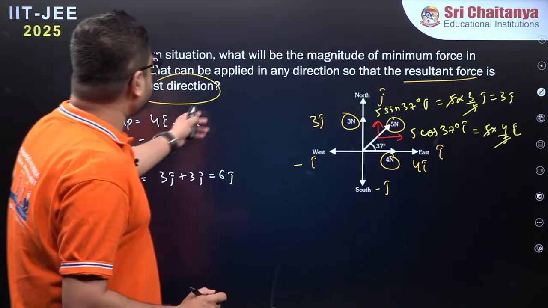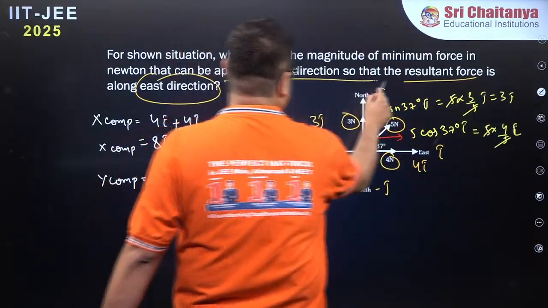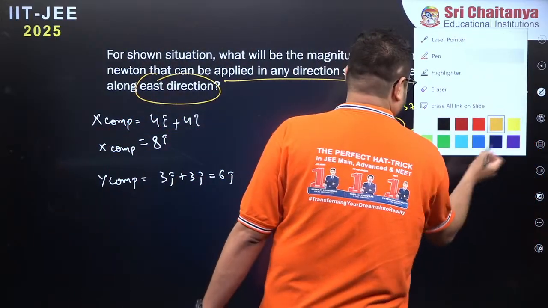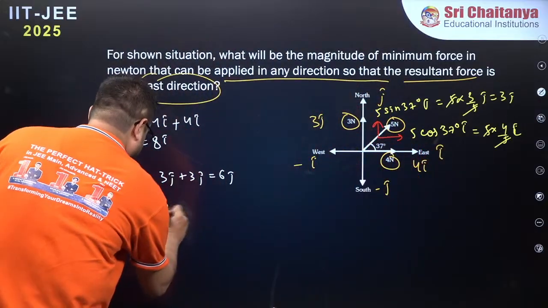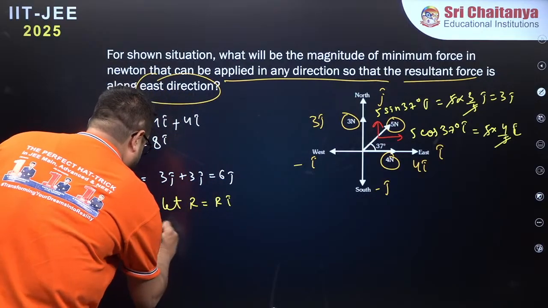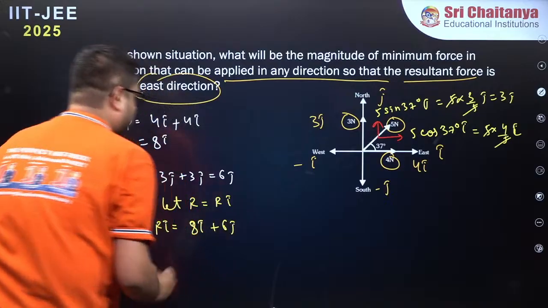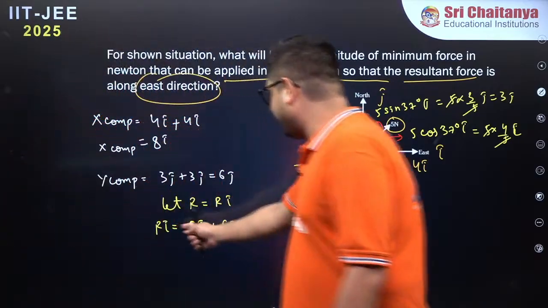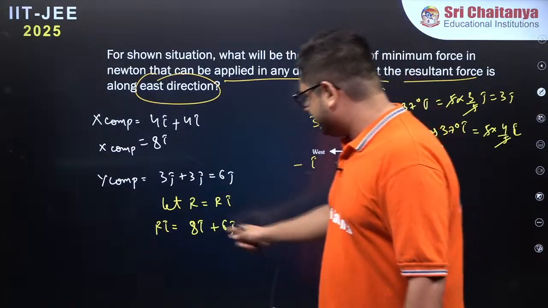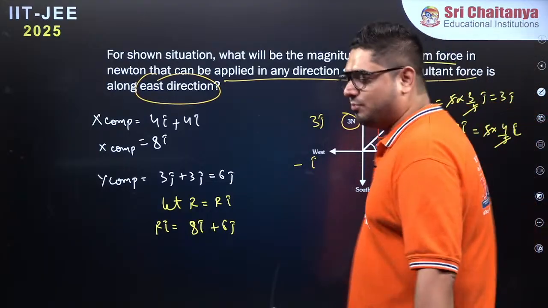They are asking us to find the minimum force that can be applied in any direction so that the resultant will be along the east direction. If I write the resultant, let the resultant be R i cap. Can I write R i cap as 8 i cap plus 6j cap? This is the value, and I need to find the value along the x-axis. We don't have to find the resultant, we just have to find the minimum value of force which should be added over here.